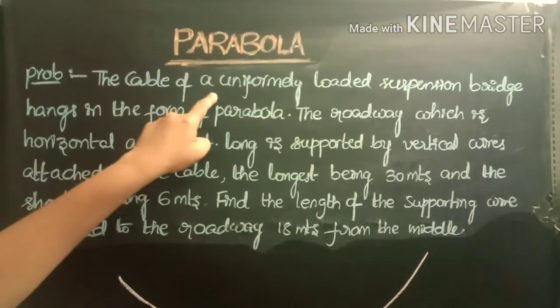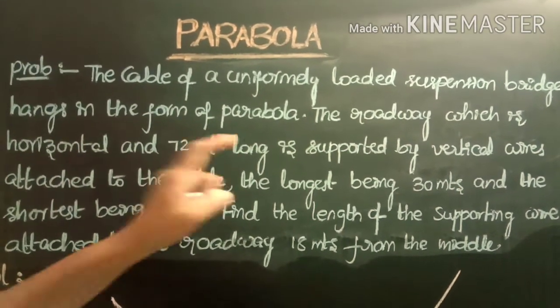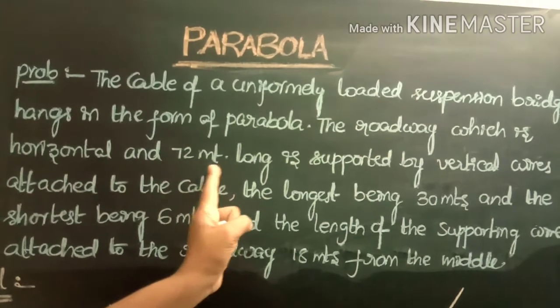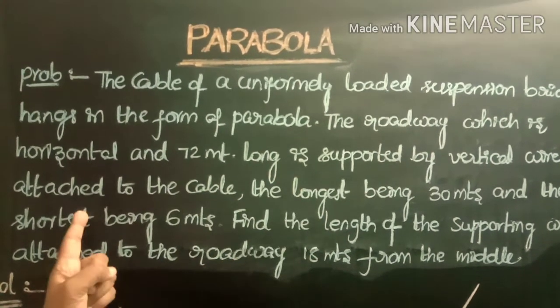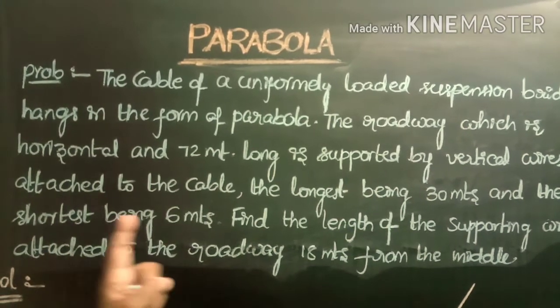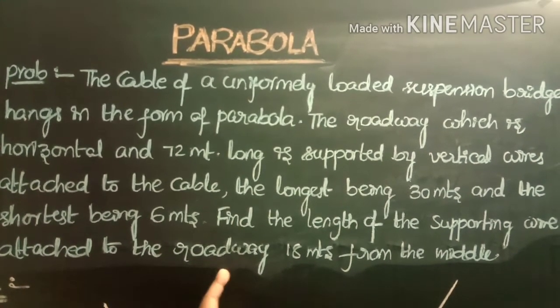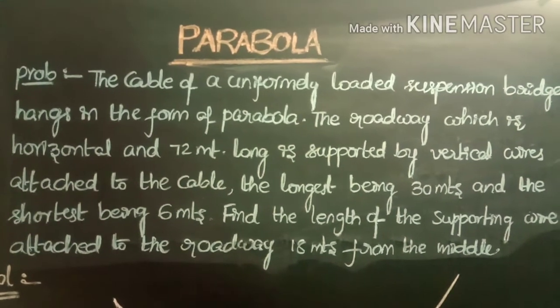The cable of a uniformly loaded suspension bridge hangs in the form of a parabola. The roadway, which is horizontal and 72 meters long, is supported by vertical lines attached to the cable, the longest being 30 meters and the shortest being 6 meters. Find the length of the supporting wire attached to the roadway 18 meters from the middle. This is the given question.